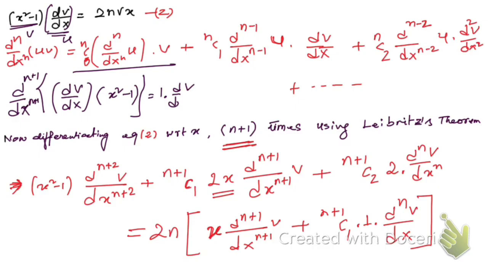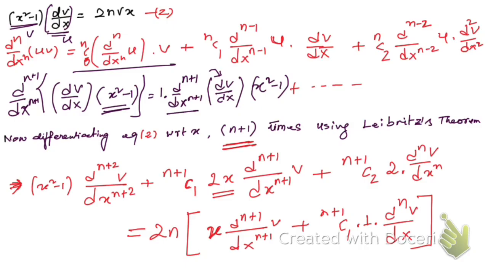So here we have already first order derivative, right? So we need to differentiate it n plus 1 times, so dv dx, and in the first term we don't need to differentiate this v, right? Here v is taken as x square minus 1. So here you see, here we have already first order derivative.